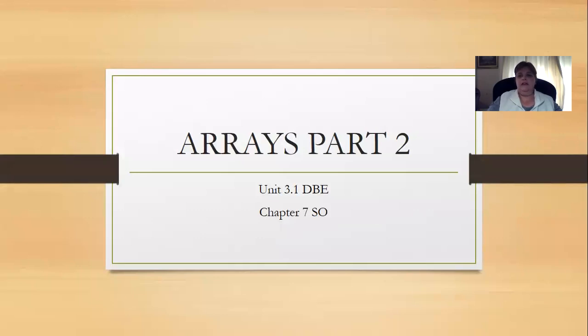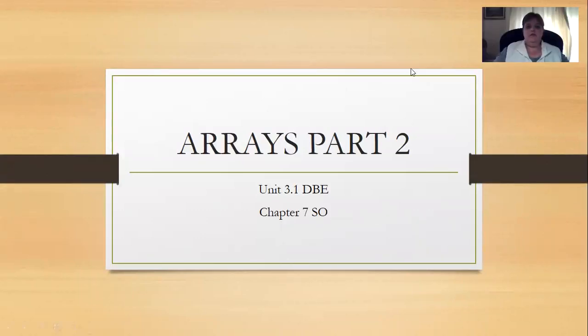Okay, so yesterday we started with arrays and we defined that an array is a list of things. It is easier to declare an array for a number of things than declaring variables for every single item that we might be working with. So we are going to carry on. This is Unit 3.1 in the DBE textbook and Chapter 7 in the Study Opportunities textbook.